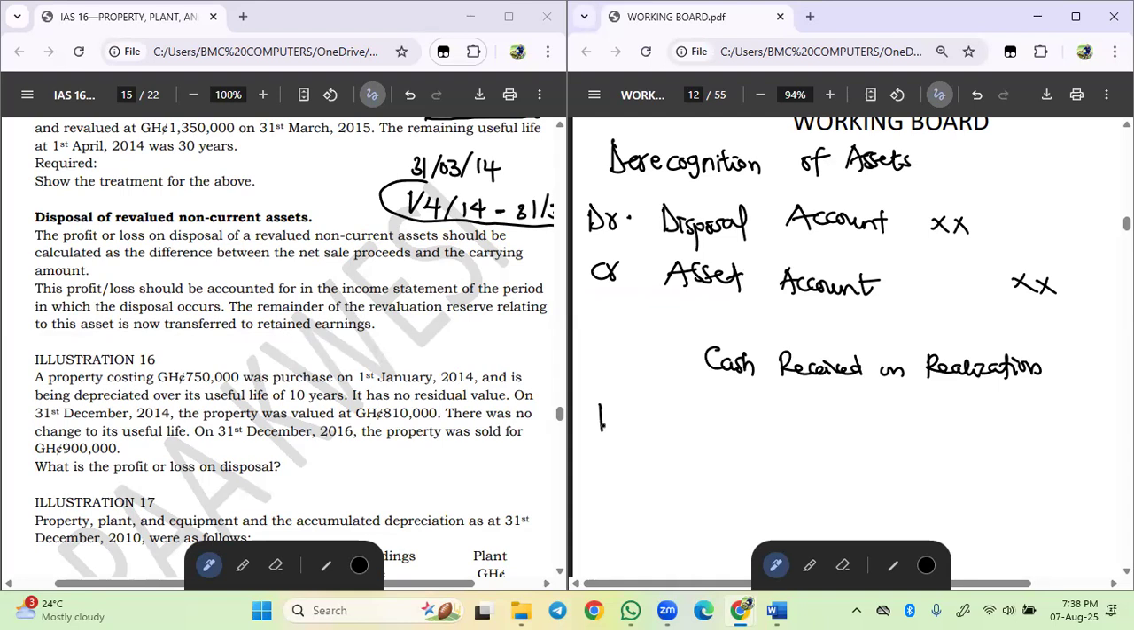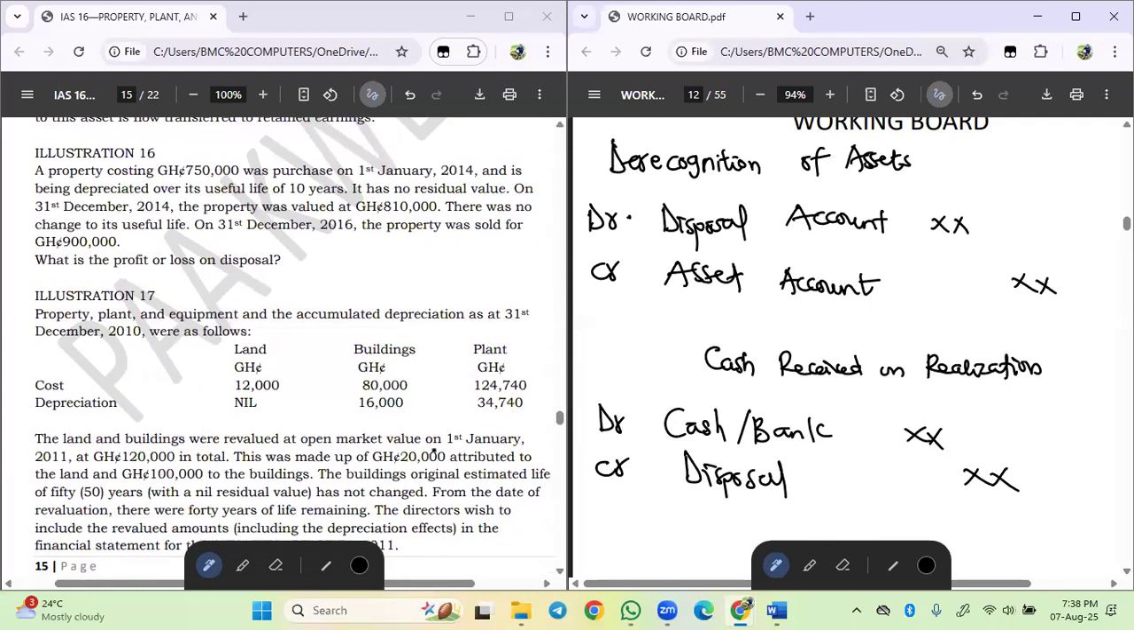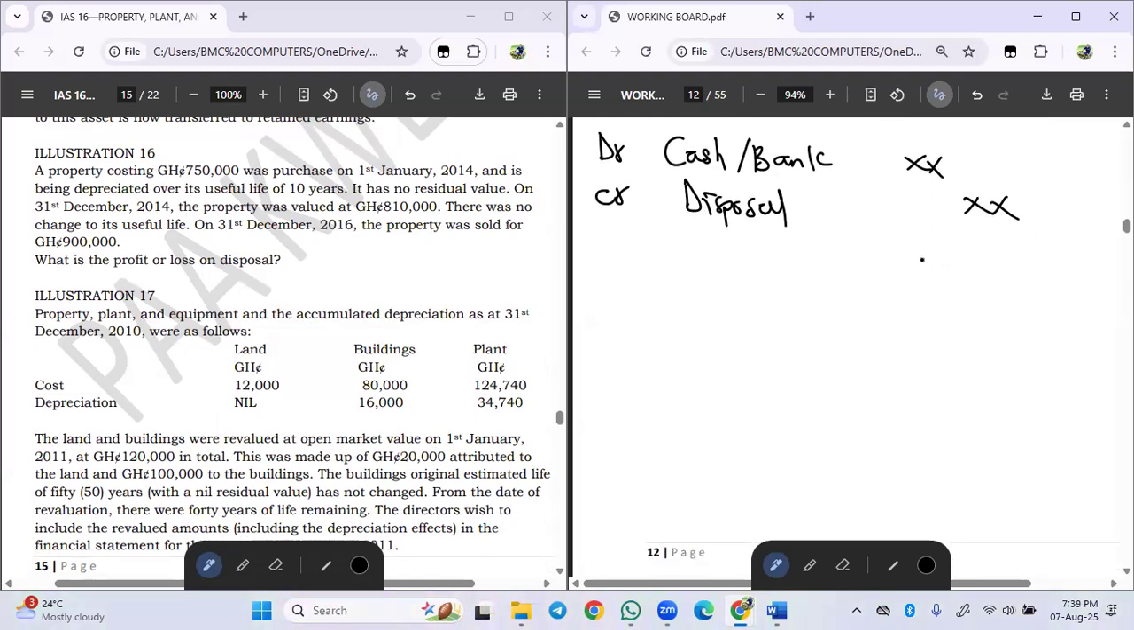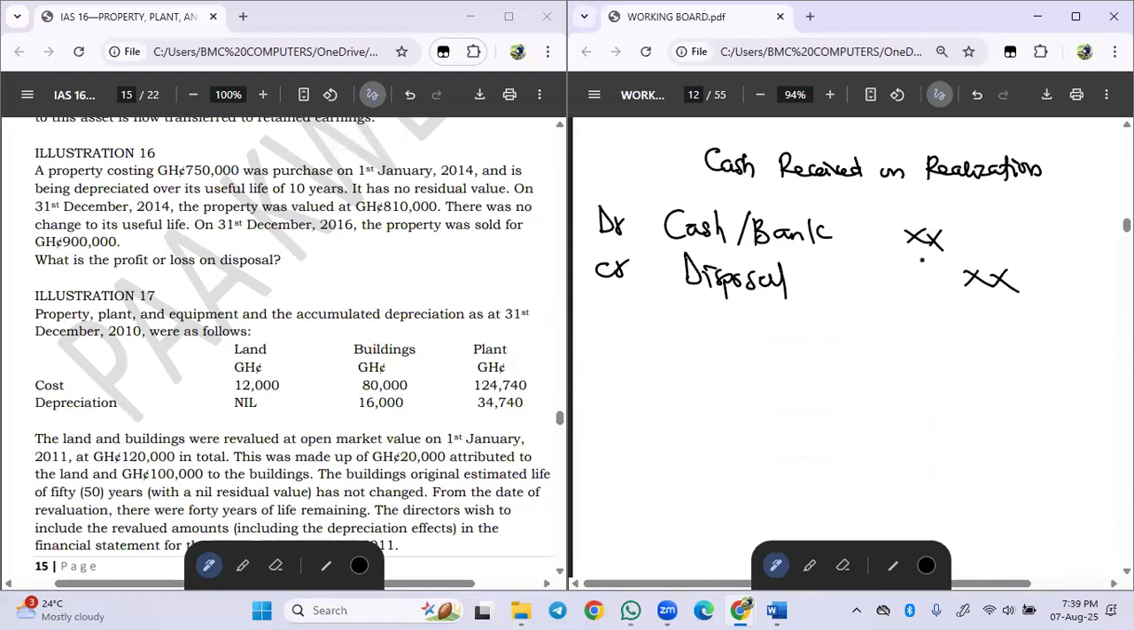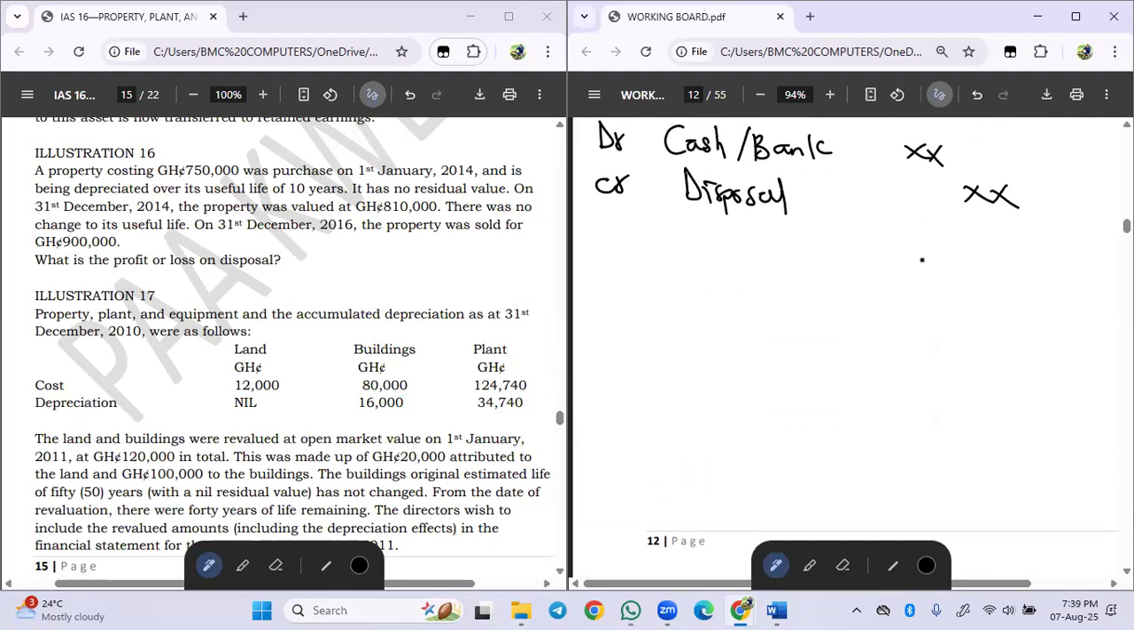On the other hand, you are receiving cash on realization. So what do you debit? What's the mode of transaction or the mode of payment? Could be cash or bank. So you debit the cash or bank, then you credit the disposal account. This is just the basics. I know we are not going to use it, but we will need it to do something here. All right, so please let's use illustration 16 and 17. Then we look at one or two past questions, then we move on to IAS 40. So please, someone should read illustration 16 for me.